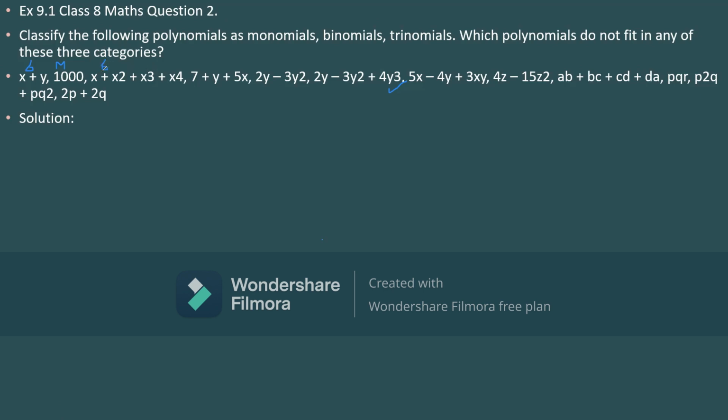See, this is polynomial because they have one or more terms with non-zero constants. So they're right. Next one is trinomial, binomial.